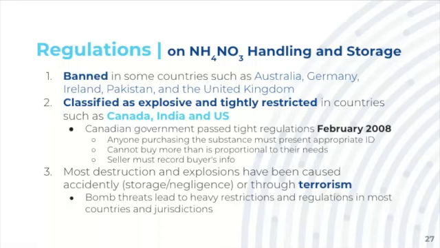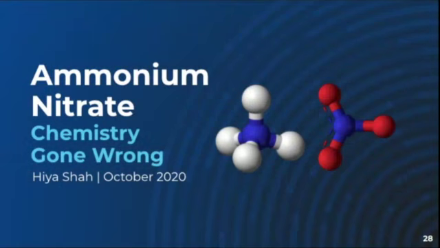Most destructions and explosions in the past have been caused accidentally, either due to hazards in storage or negligence, or through terrorism. It's quite simple for someone to buy a couple hundred kilograms of ammonium nitrate and use it to detonate a bomb if there aren't already any restrictions in place. Hopefully this presentation has given you a better idea of how normal reactions can go wrong due to just a few unsafe conditions.